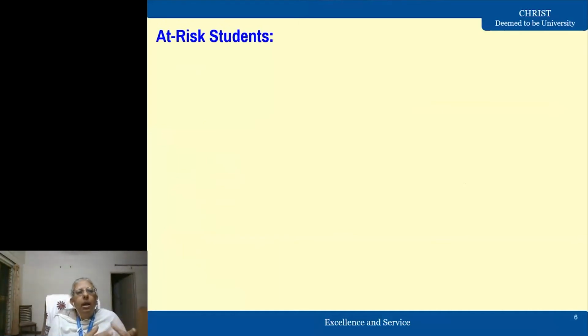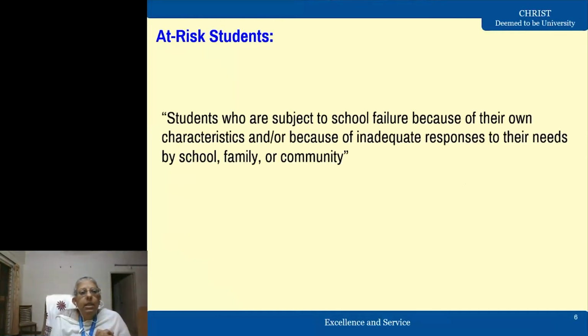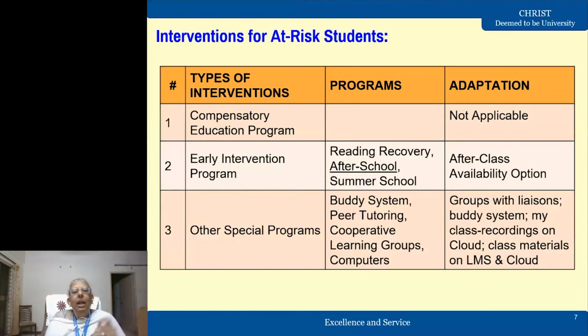So I looked up at-risk students one more time. These are students who are subject to school failure because of their own characteristics and or because of inadequate responses to their needs by school, family, or community. This quote is from Robert E. Slavin of Cooperative Learning Group fame. And these are some of the interventions that are prescribed for at-risk students.